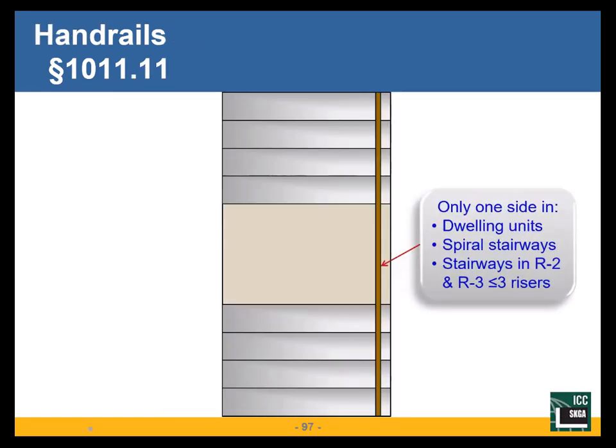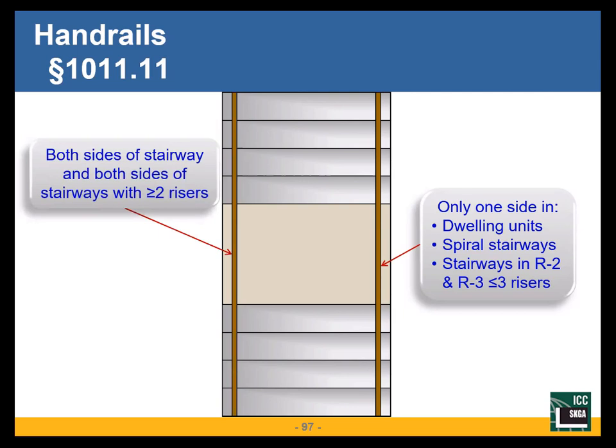When do I need handrails? Handrail on one side only in a dwelling unit, or spiral stairs, which are allowed in my dwelling unit, or R2, R3. No more than 3 risers. A handrail on both sides. Everything else, when there's 2 risers or more, I need a handrail. Part of the reason for the handrail is, one, with only 2 stairs, it's an identifier that there's a change in elevation. So it's trying to give a visual cue, beware, instead of tripping on the stairs.